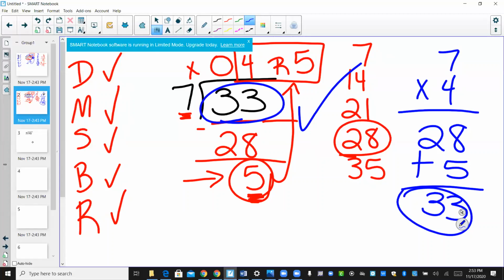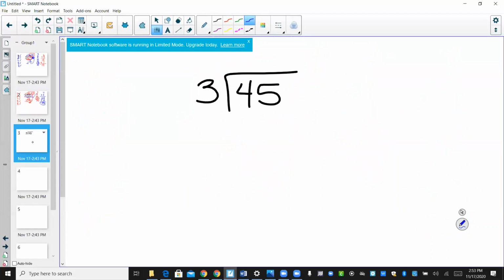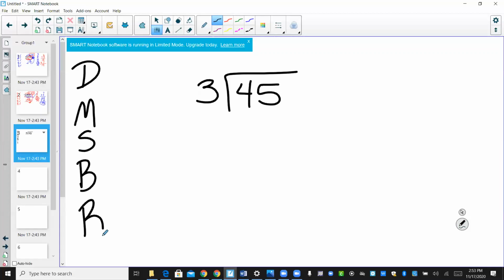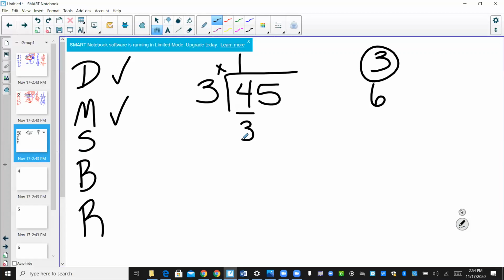All right, your third practice problem, you had 45 divided by 3. Again with your steps. Daddy, mommy, sister, brother, rover. Let's daddy, divide. Can I make groups of 3 out of 4? We sure can. If we're thinking about our multiples of 3, 3, 6 would be too many, so I can make 1 group of 3 out of 4. Mommy, multiply. 3 times 1 is equal to 3. Sister, subtract. 4 minus 3 gives us 1 left over.